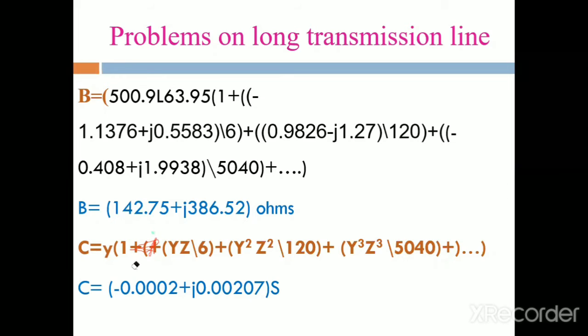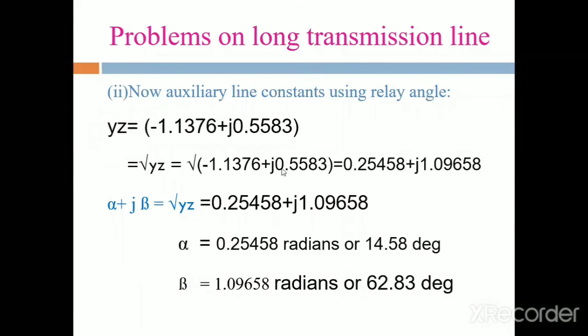Okay, these are the values for A, B, C, D in the case of a long transmission line using the complex angle method. Next, the second one is using the real angle method. By using the real angle method, we determine the formulas for alpha and beta values, and we determine the values for A, B, C, D as well.